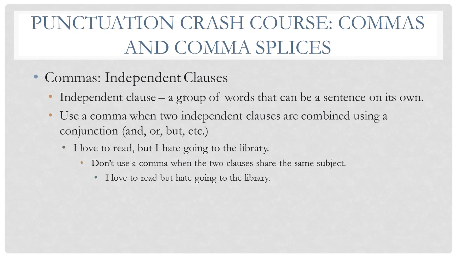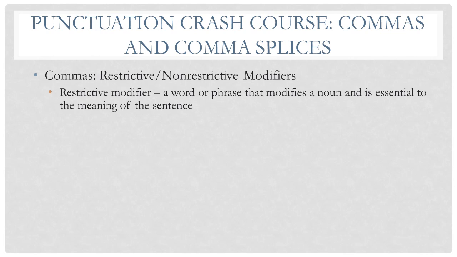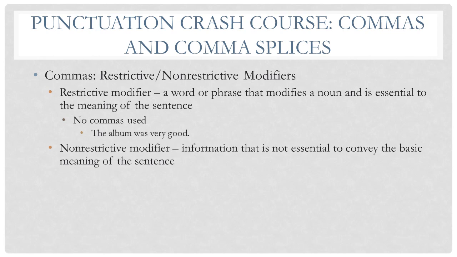The next time we use commas is for restrictive or non-restrictive modifiers. A restrictive modifier is a word or phrase that modifies a noun and is essential to the meaning of the sentence. When that is the case with a restrictive modifier, we do not use a comma. For example, the album was very good. For a non-restrictive modifier, information that is not essential to convey the basic meaning of the sentence, we need to use not only one comma, but a pair of commas. For example, the album, featuring Jennifer Lopez, was very good.